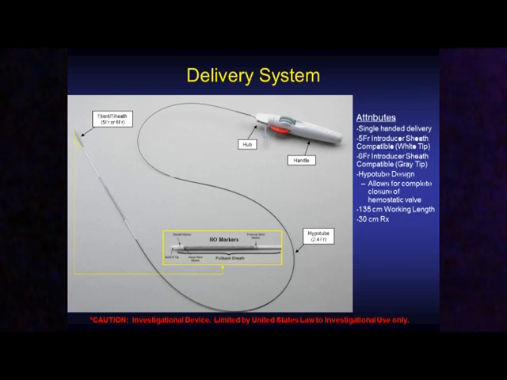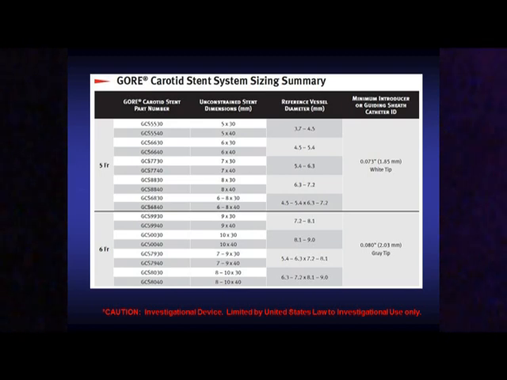The delivery system is very sleek. It's 5 French, and can be used with 5 French or 6 French sheaths according to the size. The device deploys very well. It doesn't jump at all, which is important. And here you have the different measurements.